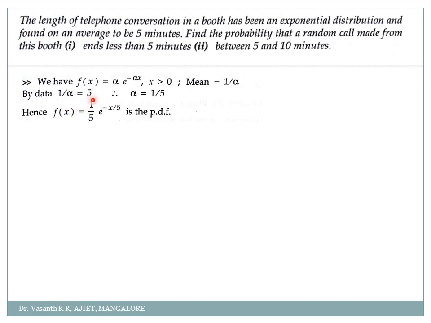So 1 by alpha is equal to 5. So alpha is equal to 1 by 5. So my function will become 1 by 5 into e to the power minus x by 5, which is a probability distribution function. Now see what question they have asked you. Find the probability that a random call made from this booth will end less than 5 minutes. Means whatever you speak, it will be maximum up to only 5 minutes.